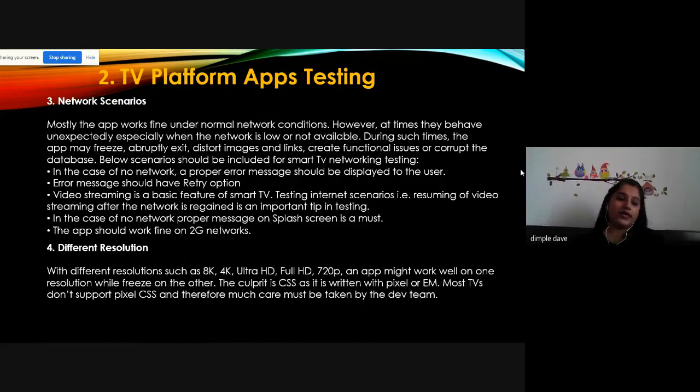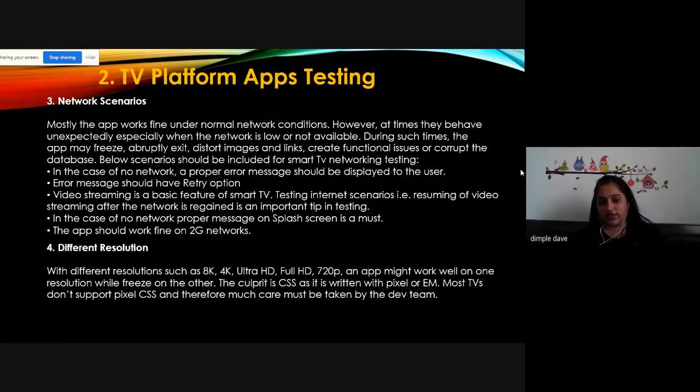Now, the fourth important thing is different resolution. With different resolutions such as 8K, 4K, Ultra HD, Full HD, 720 pixels, right? These are some well-known abbreviations when we go for purchasing a smart TV, right? Everyone is aware of these things. A smart TV will label any of these resolutions to show what resolution it is supporting.